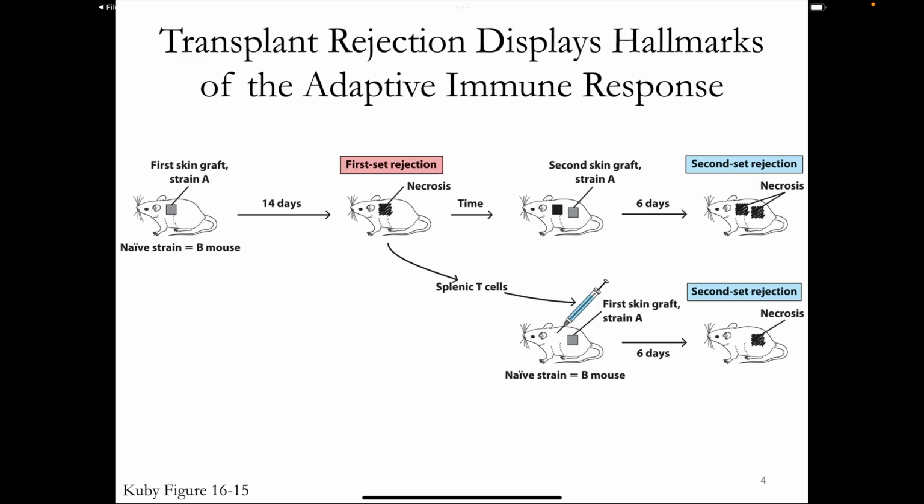And when we do that and we transfer T cells, we find that T cells are the ones that transfer this fast rejection. And so in fact, it looks like this response is really a T cell mediated response. And in fact, for the most part, transplant rejection is a T cell mediated response.